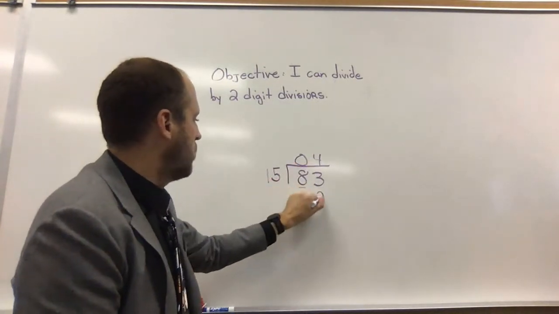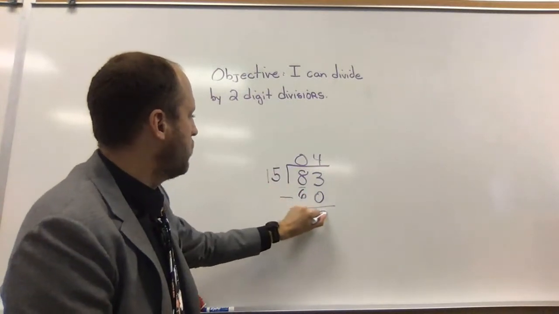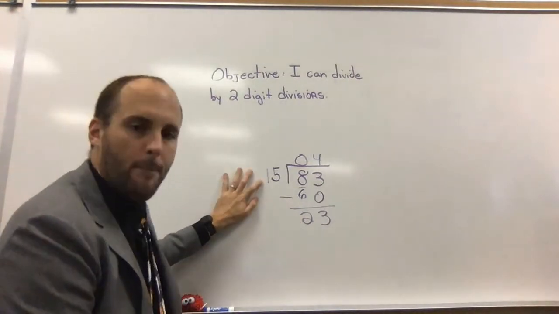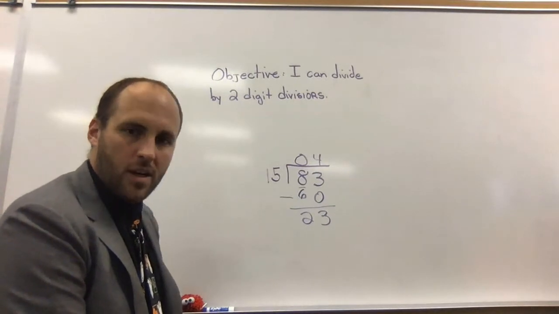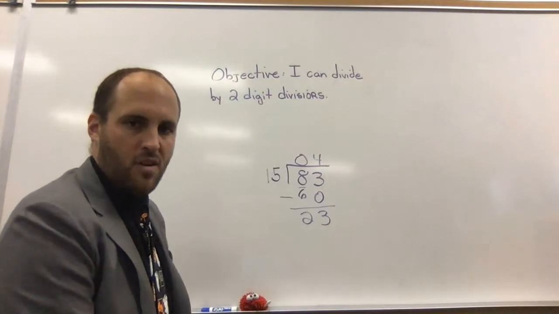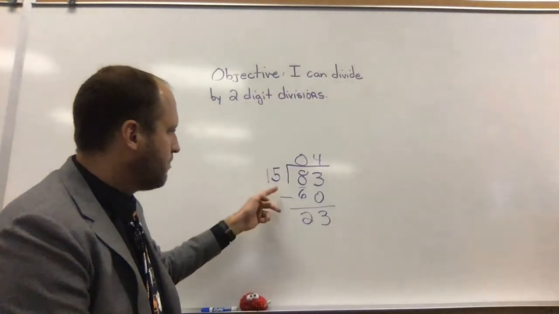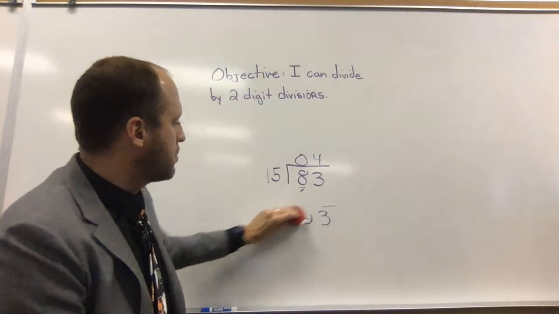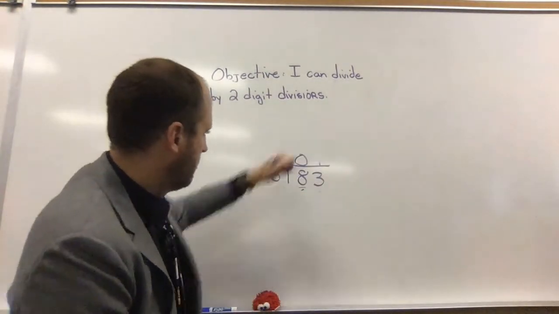4 times 5 is 20, 60, and when I subtract, I end up with 23 this time. And if you notice, 23 is bigger than 15. So this time, my estimate didn't work. I have more than I need, which means I have to pick a different number. But this gives me information. I look at this 23, it's really close to 15. So I'm going to go one number higher. Instead of 4, I'm going to choose 5 this time.